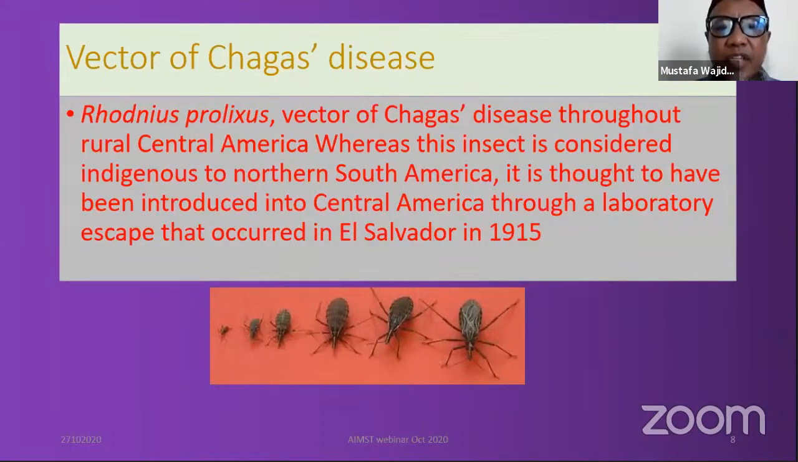Now, another vector is a vector of Chagas disease. This disease is actually mainly found in Central America. But after some time, they saw that this insect managed to spread to other countries as well, because it is easily transmitted, sometimes on clothes, sometimes on stuff that is transported from one country to another. And because there is a lot of movement of people and goods from Central America to South America and vice versa, you get importation of vectors.